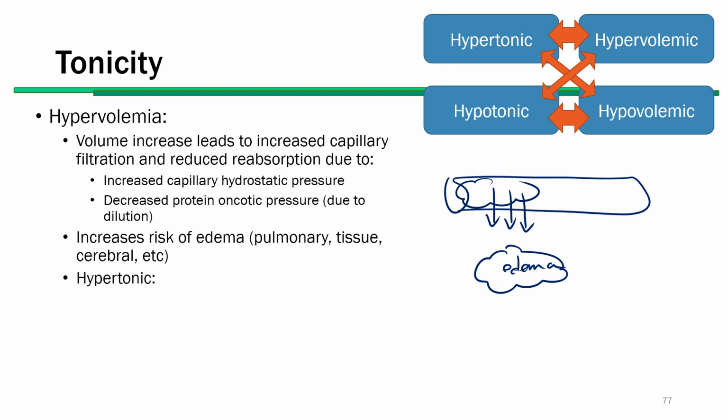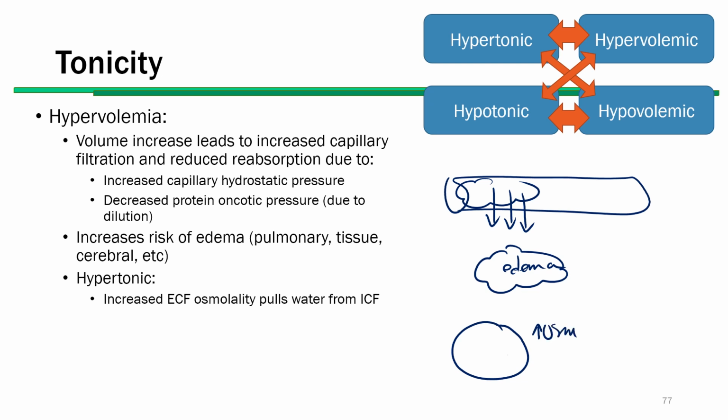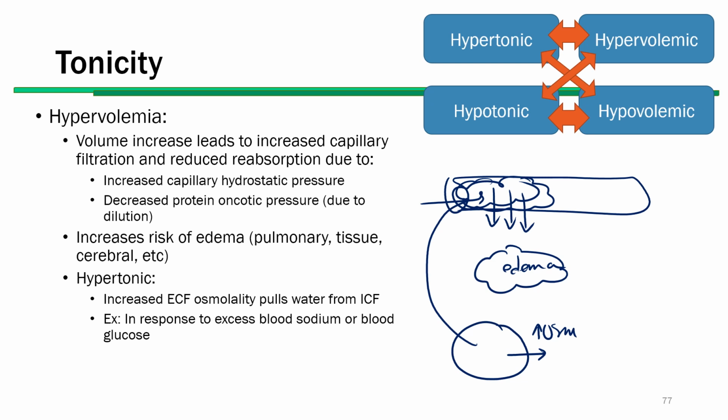It can be hypertonic hypervolemia. In that case, there's an increase in extracellular fluid osmolarity that's going to pull water from the intracellular fluid. So if it's hypertonic, then not only do you have too much volume, but you have too much volume that has high extracellular osmolarity. And in that case, not only are you pulling it out of the cells, you're putting it into the blood. And so you're going to generate that blood hydrostatic pressure, but your cells are becoming dehydrated because the place you got this fluid was from inside the cells. So the cells are becoming dehydrated because the extracellular fluid osmolality is high. This can be in response to excess blood sodium or blood glucose. That can increase your osmolarity and pull water out of the cells and make the cells dehydrated.